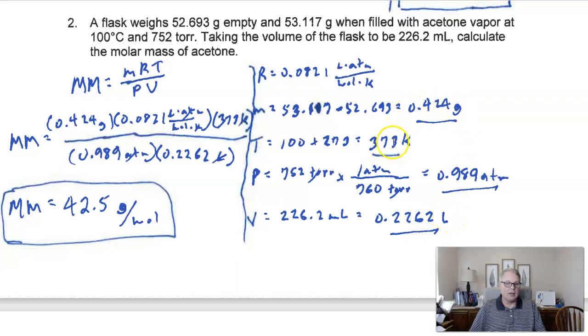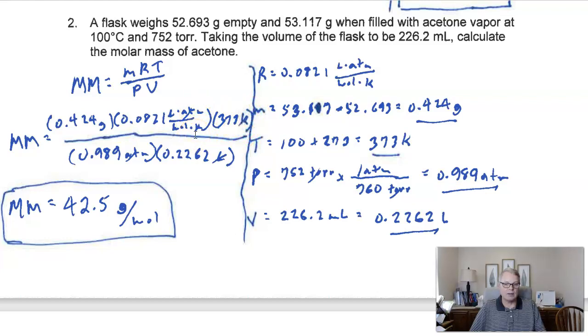All right? So now we have all our variables over here in the units they need to be in. So we're going to plug them back in this big equation. Solve for molar mass. So 0.424 times 0.0821 times 373 divided by 0.989 times 0.2262. Okay, here's an atmosphere up here in the top half of this fraction. There's an atmosphere there. They cancel. Here is a liter up here. And here's a liter down here. Those cancel. Here's a Kelvin up here. Here's a Kelvin in the bottom half of this fraction on top.